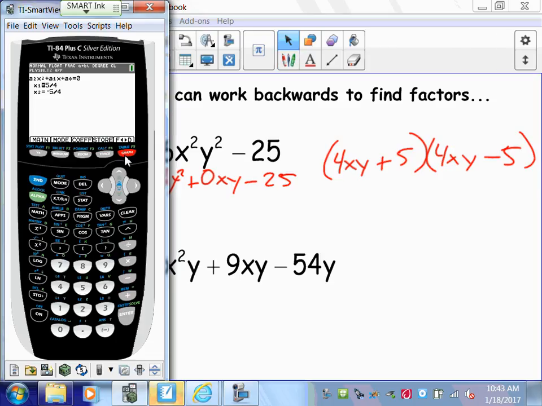Or you can just use factoring. You know how to do it. Sorry, I typed in positive 25 and got an I, but it's supposed to be negative 25. So if you type in negative 25, it's really good.